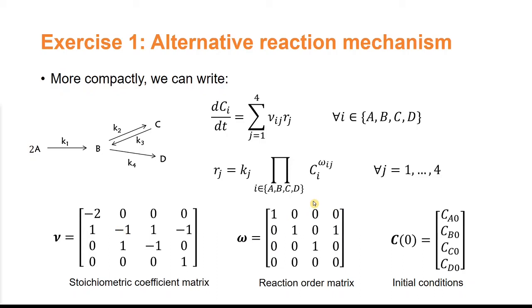This type of model for reaction systems has many industrial applications. Some examples are polymerization reactions, Fischer-Tropsch synthesis, and biological systems. These systems can have hundreds or even thousands of chemical species and reactions, so doing the balances one by one is not practical.